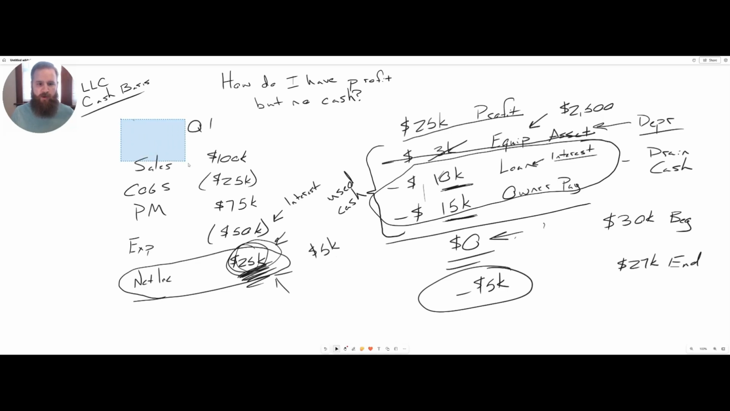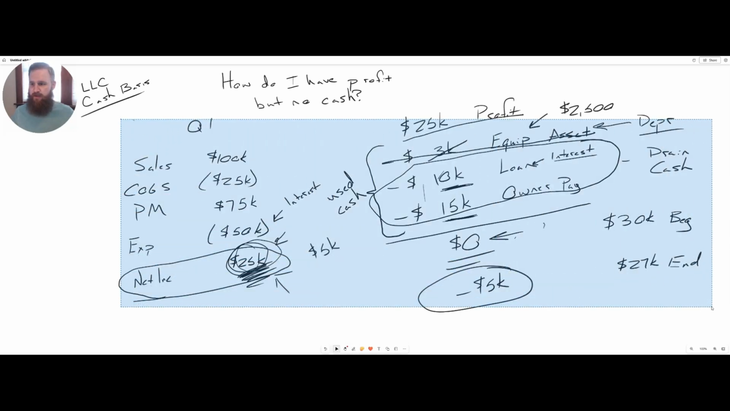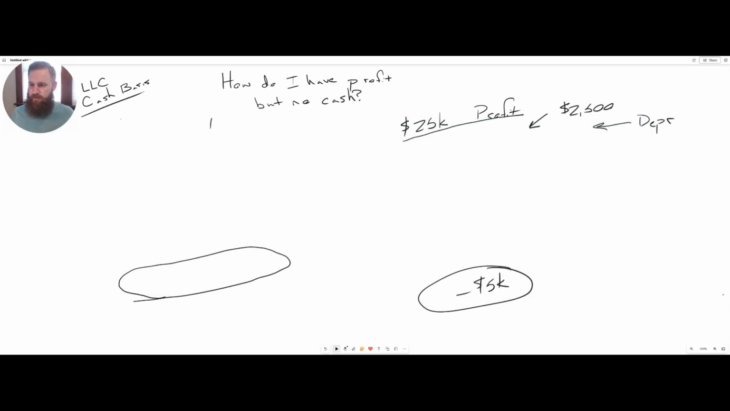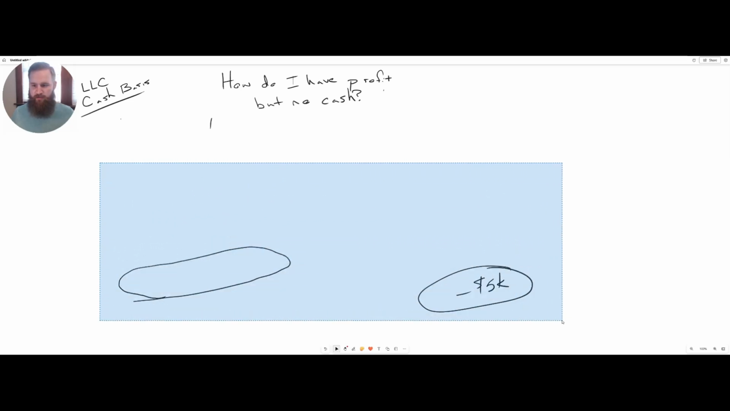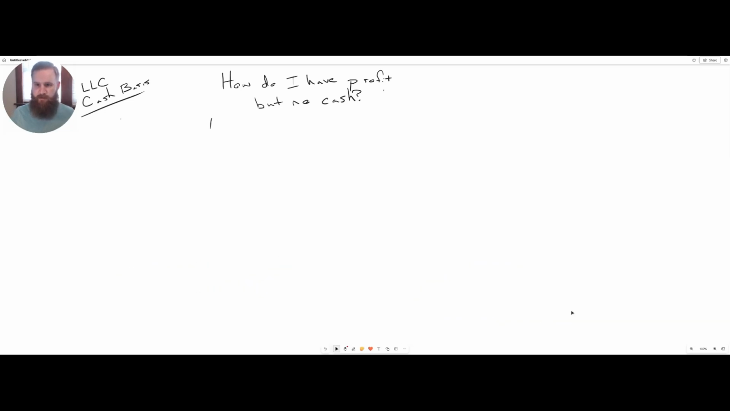Okay? So how do I summarize all of this? What's one thing that you could take away from this? Let me clean up my page here. So how do I have profit but no cash? Profit does not equal cash in the bank.